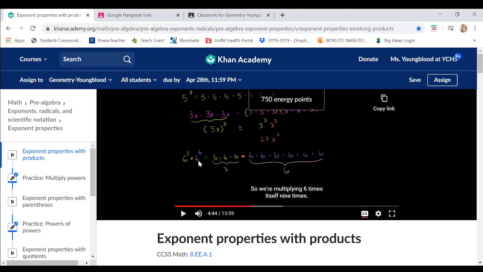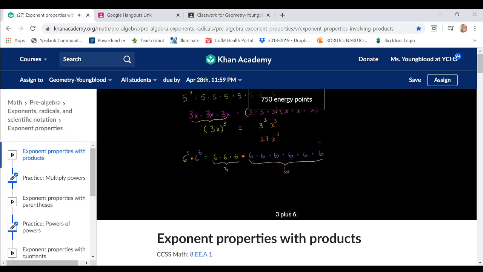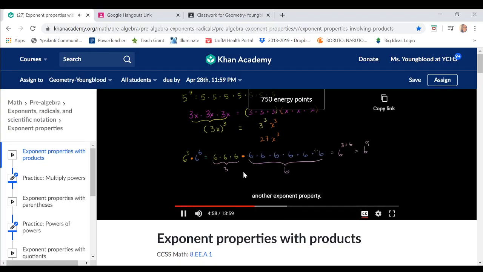So I want you guys to think about what our final answer is going to be. Let me pause. Hopefully you guys took some time to think about it. Let's finish this up. We're multiplying 6 times itself 9 times. 3 plus 6. So this is equal to 6 to the 3 plus 6th power, or 6 to the 9th power. And just like that, we've stumbled on another exponent property. So all we did was add the 3 and the 6.